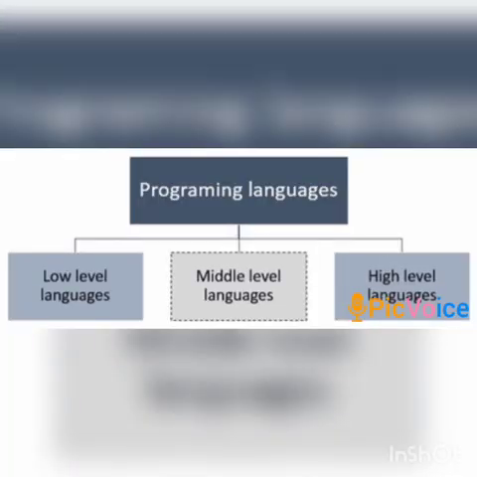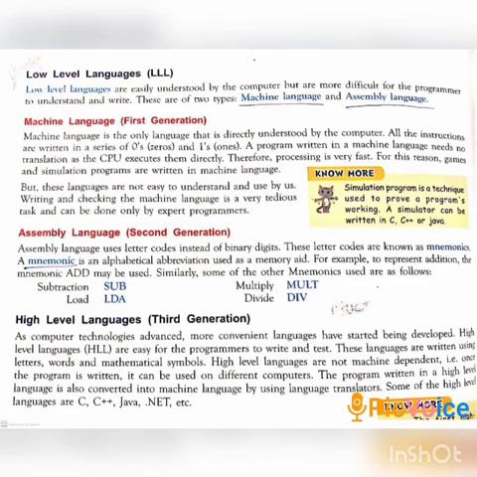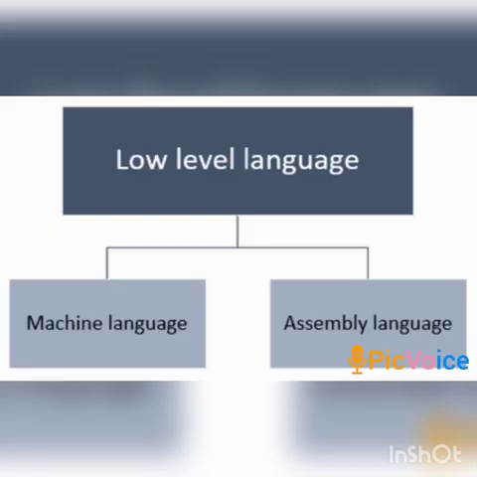There are three types of programming languages. First one is low level languages, second one is middle level languages, third one is high level languages. Then low level languages: a language that corresponds directly to a specific machine. It is easily understood by the computer. There are two types of low level languages. First one is machine language, another one is assembly language.